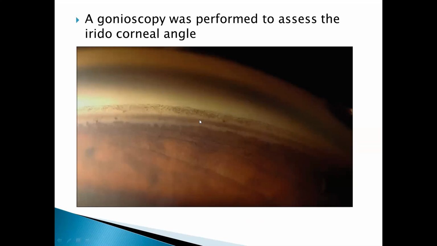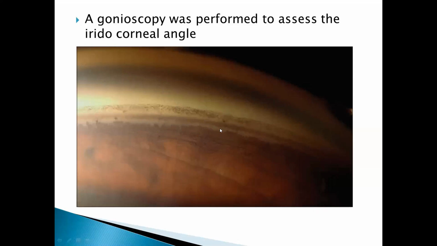Then posterior to that, this white one and this brown one, those two are the trabecular meshwork. So the unpigmented and pigmented parts of the trabecular meshwork. Then you get the scleral spur, this white band here, and then you get the ciliary body.